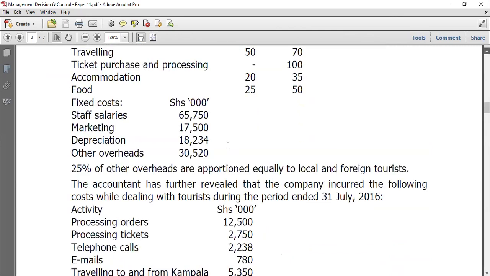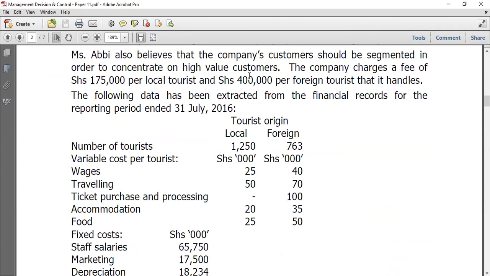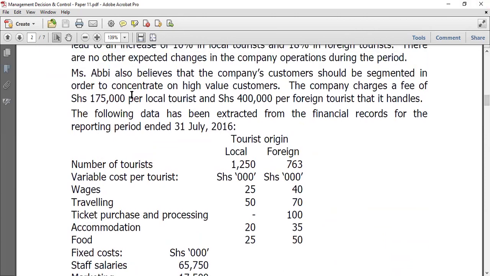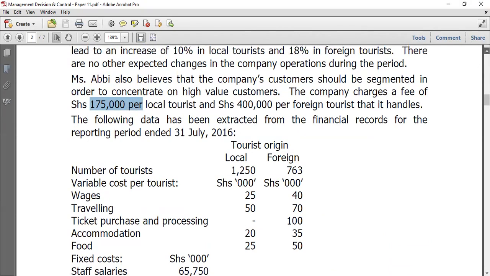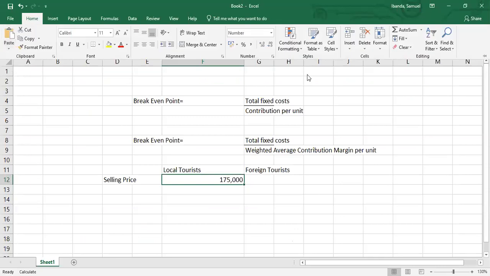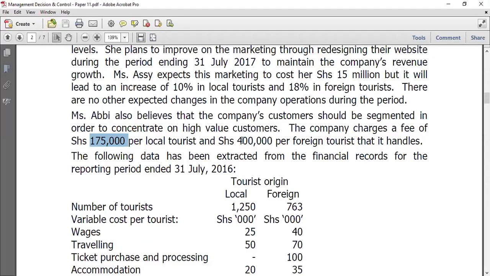new figures. The selling price was not changing. It was just the increment. So the selling price was still the same, isn't it? Yeah. So we have this here. And then we have, this is 400,000.